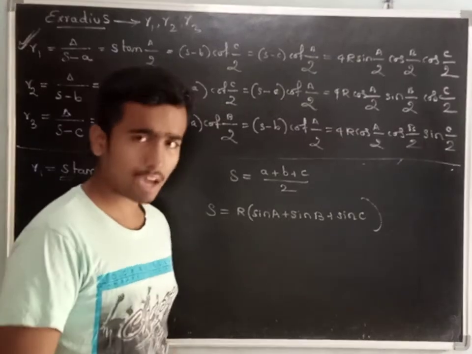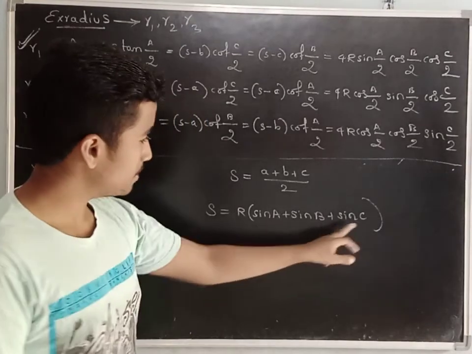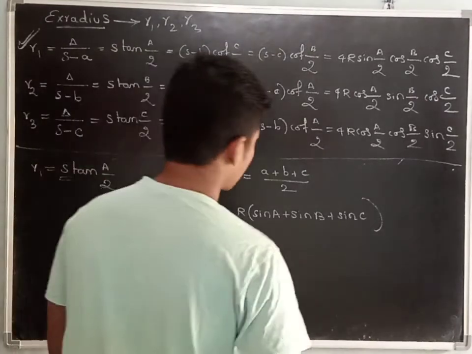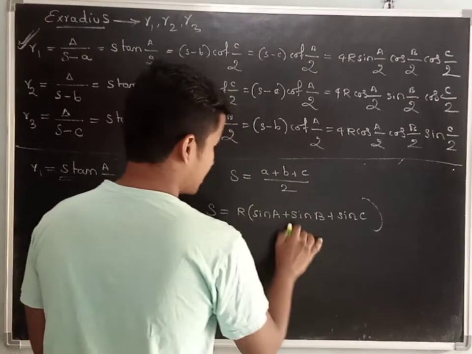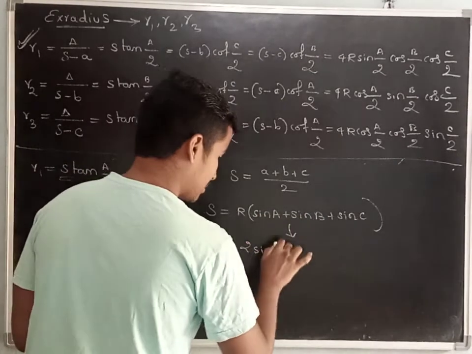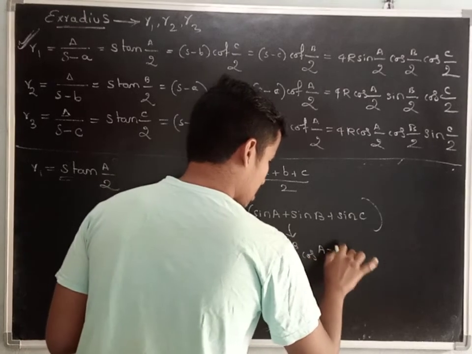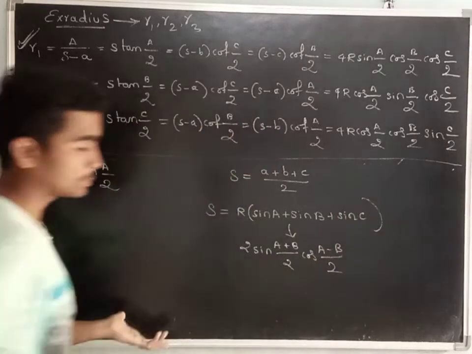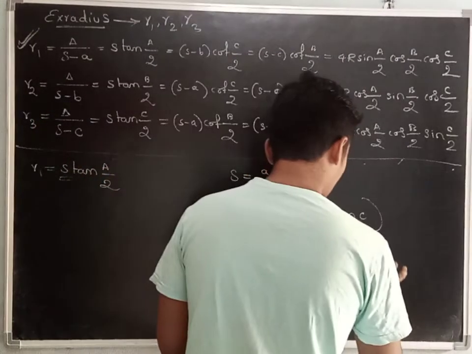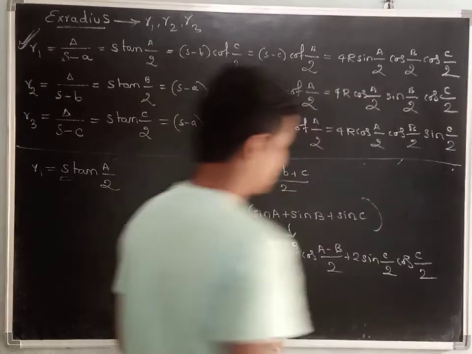Now here we have a task. We need to simplify this part: sin a, sin b, sin c. Let me simplify sin a plus sin b. It's nothing but 2 sin (a plus b)/2 into cos (a minus b)/2. And sin c can be written as plus 2 sin c/2 into cos c/2.